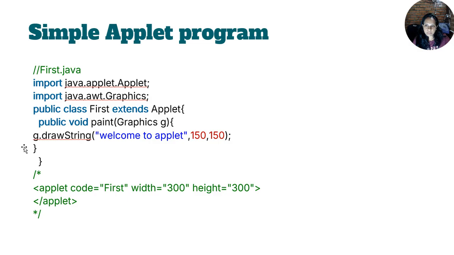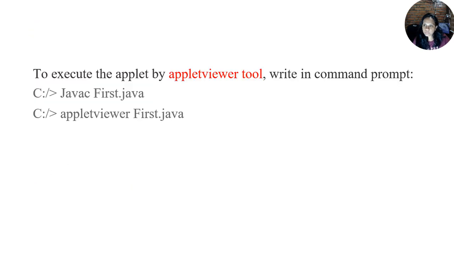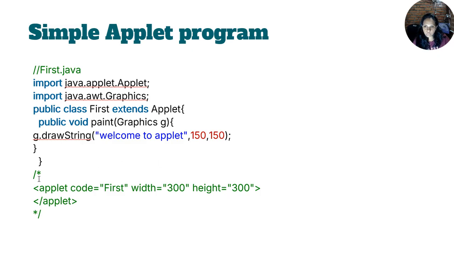And this is a method. This is the opening and closing brace for the method, and this is the opening and closing brace of this class. Now we need the applet code. It's an HTML tag here, that is applet code equals the class name first, with width and height of that applet viewer, that is 300 and 300, and we close the applet tag. These are the HTML tags embedded in the Java program.